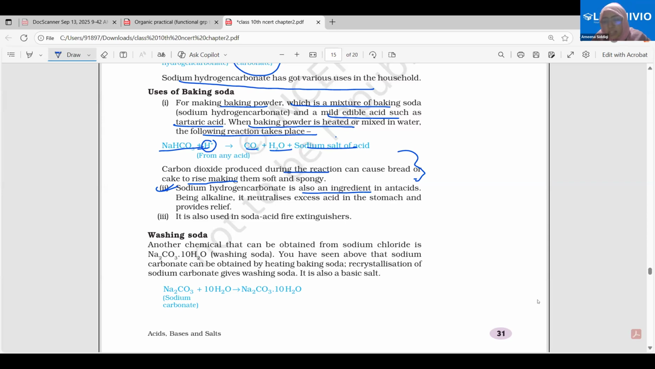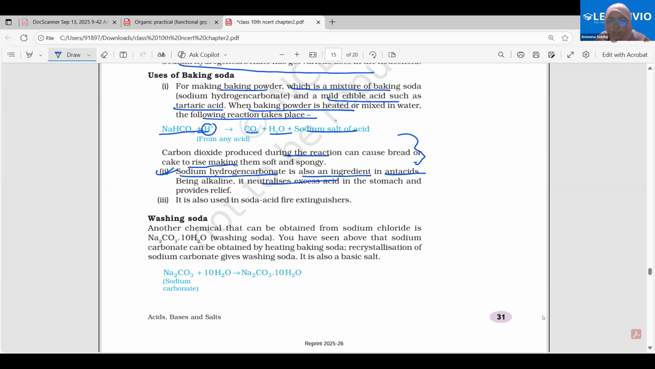Then why is it used in antacids? What are antacids? Antacids are compounds that are used to reverse the effect of high acidity, right? We need to neutralize the excess of H plus ions, which is causing higher acidity. If we need to neutralize that, we need to have a mild basic salt there. Therefore, sodium hydrogen carbonate is used in that. We are just concerned with the H plus ions concentration, okay? Being alkaline, it neutralizes excess acid in the stomach and provides relief.